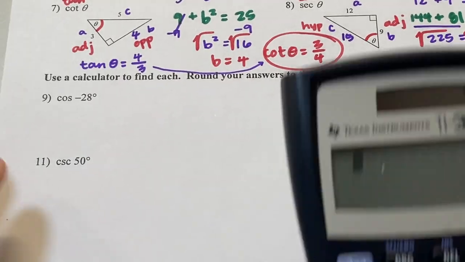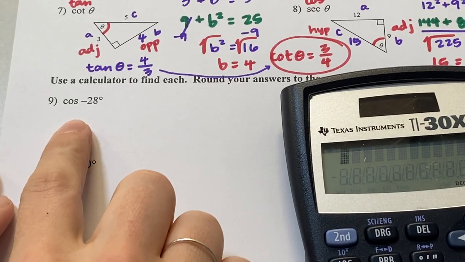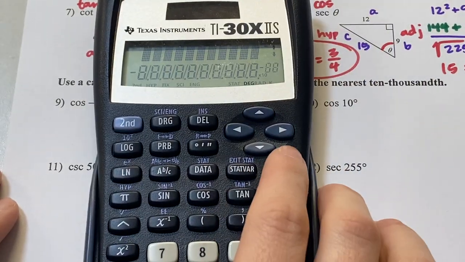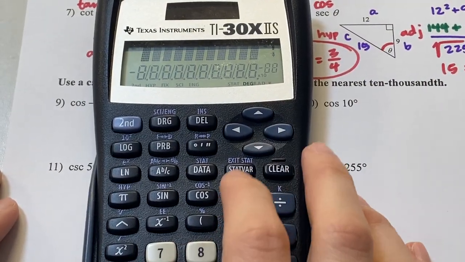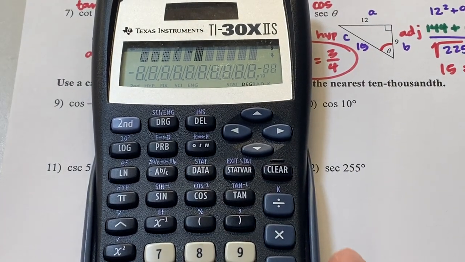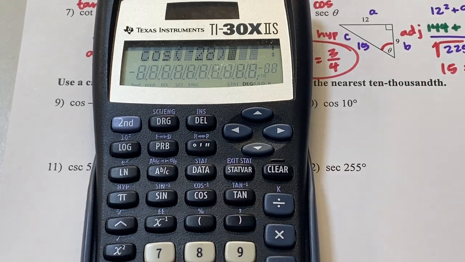We are asked to find the cosine of negative 28. You are literally going to punch this in. So I'm going to turn on my calculator. The cosine of negative, do not forget the negative, 28. Parentheses.